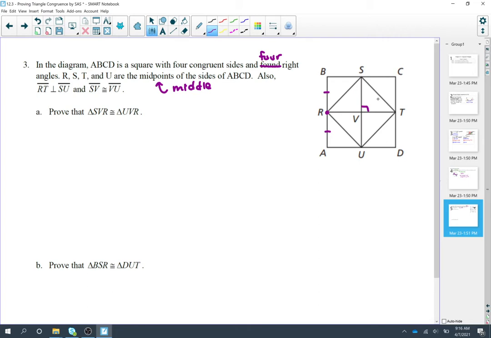And SV is congruent to VU. So SV is congruent to VU. So that's what we know. Part A says prove that triangle SVR is congruent to UVR.